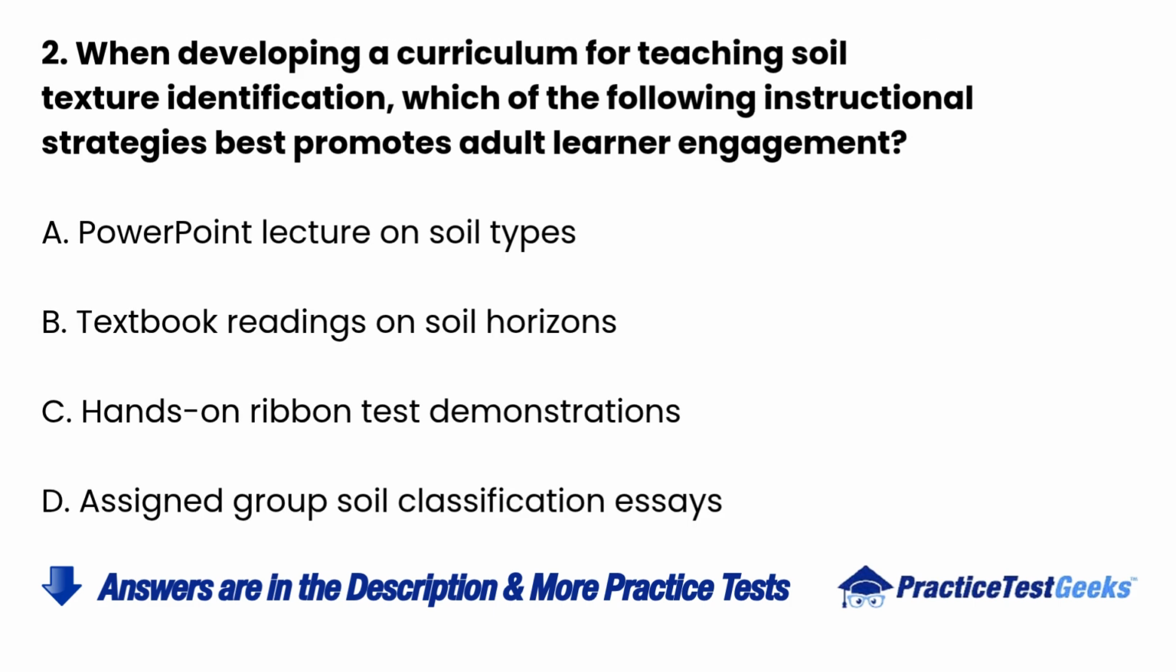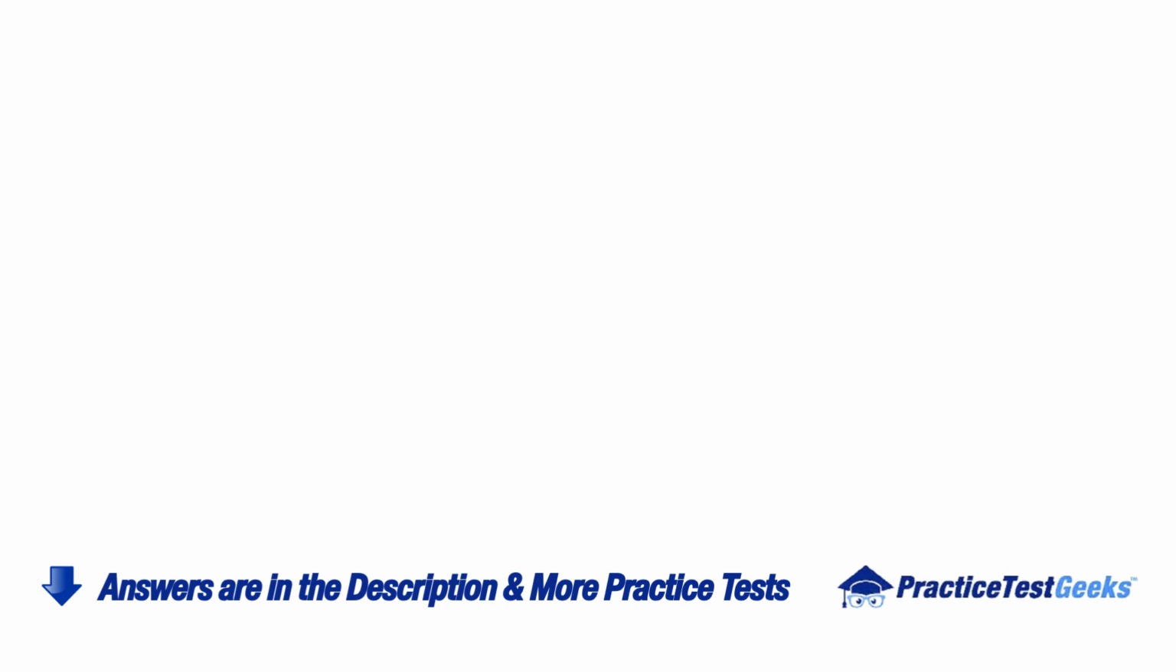2. When developing a curriculum for teaching soil texture identification, which of the following instructional strategies best promotes adult learner engagement? A. PowerPoint lecture on soil types. B. Textbook readings on soil horizons. C. Hands-on ribbon test demonstrations. D. Assigned group soil classification essays.